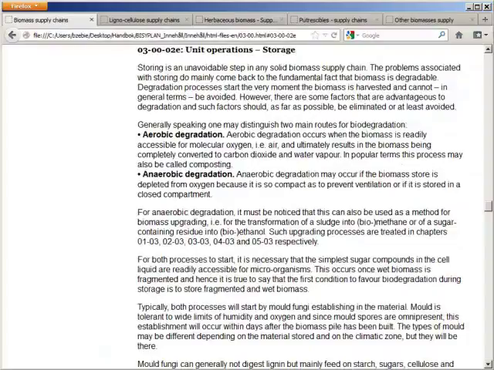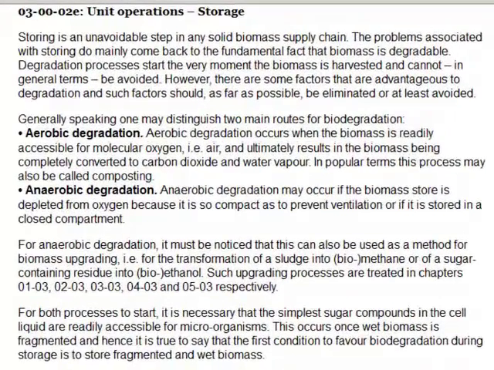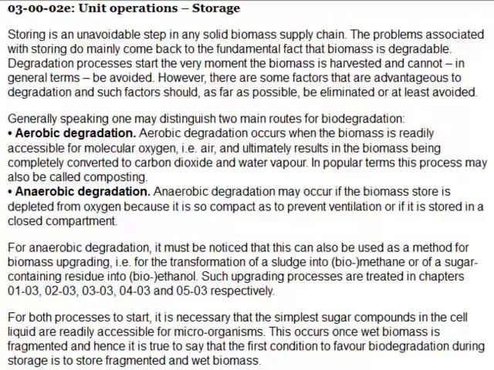Storing is then an unavoidable step in any solid biomass supply chain. The problems associated with storing do mainly come back to the very fundamental fact that biomass is degradable.